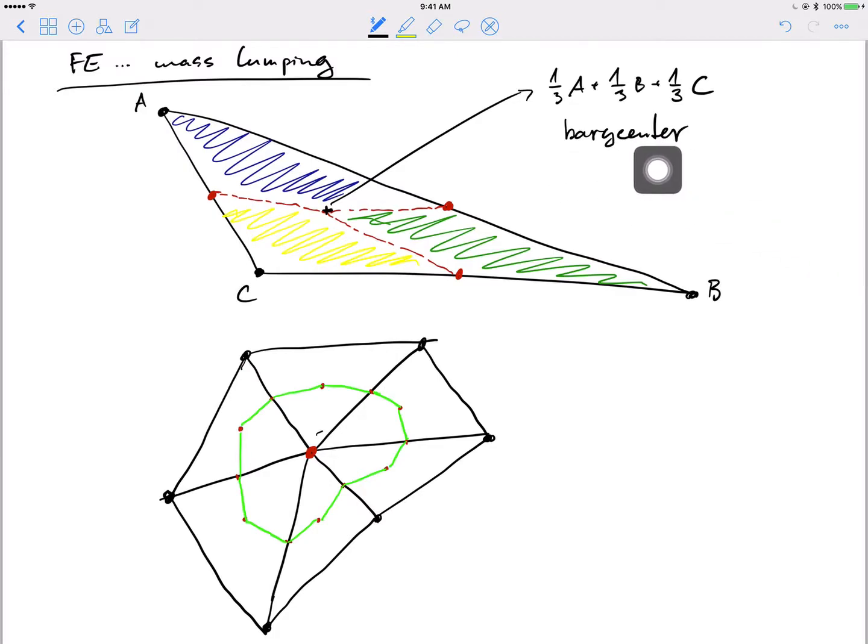By the way, the thing I just drew here, where I took the barycenters and connected them with the edge midpoints, if I'm already writing the spelling, this is sometimes called a barycentric cell.